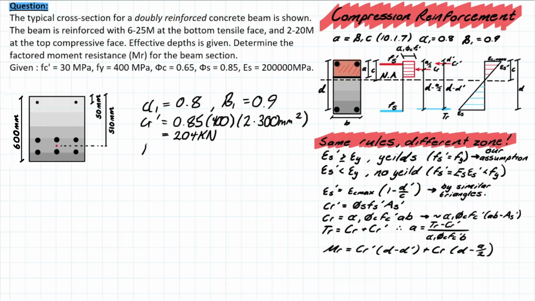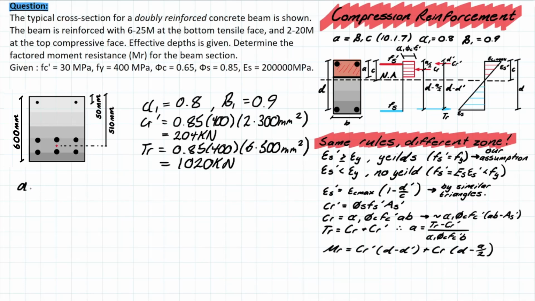Then similarly, we do the same for Tr, just plugging in those numbers, 0.85, 400. And the area of that steel is a little bit different. You have 6 bars on the bottom times 500 for the area of a 25M. Solving for that, you are left with 1,020 kilonewtons. Now we're proceeding with our a formula to get the depth of our compression block. We're using that condition once again, where Tr must equal Cr plus Cr'. And rearranging that formula, you have something that looks like this.